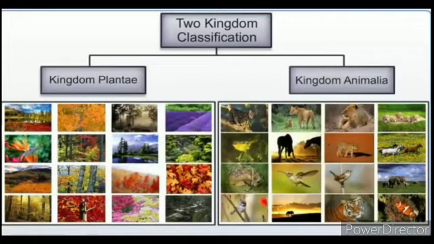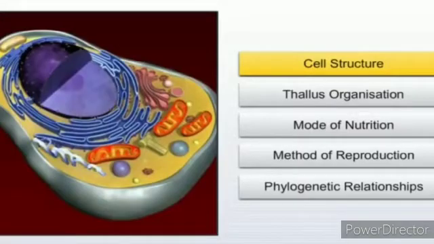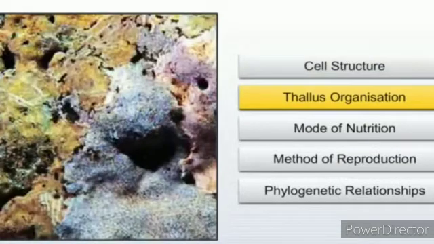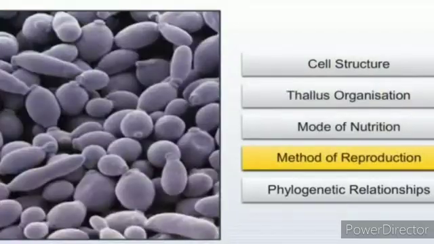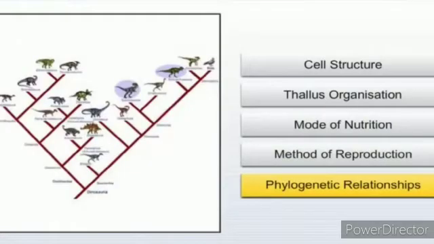A need was also felt for including, besides gross morphology, other characteristics like cell structure, nature of wall, mode of nutrition, habitat, methods of reproduction, evolutionary relationships, etc. Okay. After that, they started classifying the organisms depending on the cell structure, nature of the wall, mode of nutrition, habitat, methods of reproduction, evolutionary relationships, etc.